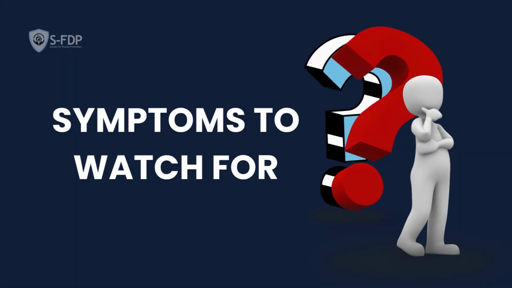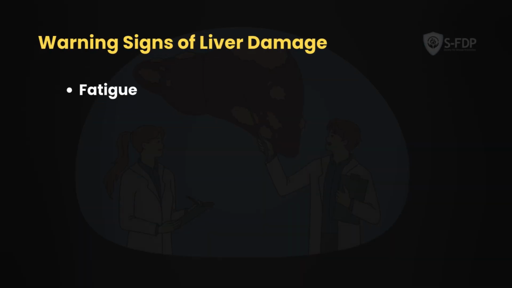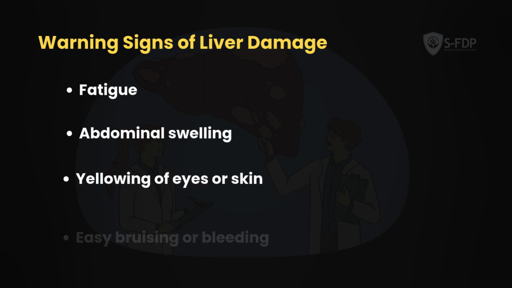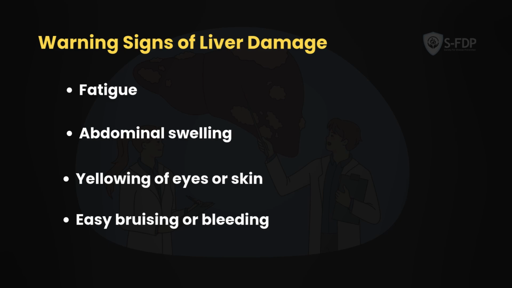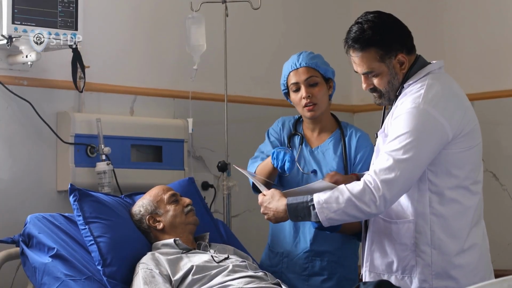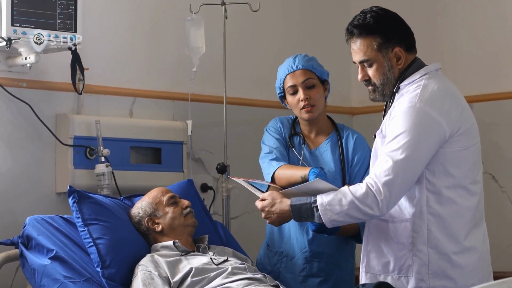Symptoms to watch for. Liver damage often develops silently, but warning signs may include fatigue, abdominal swelling, yellowing of eyes or skin, easy bruising or bleeding. If you notice these, seek medical help immediately.